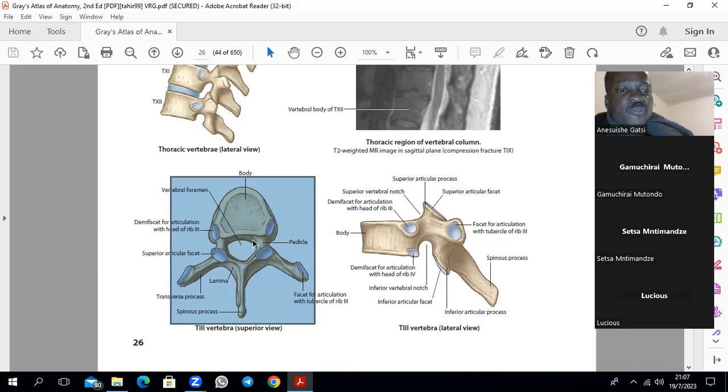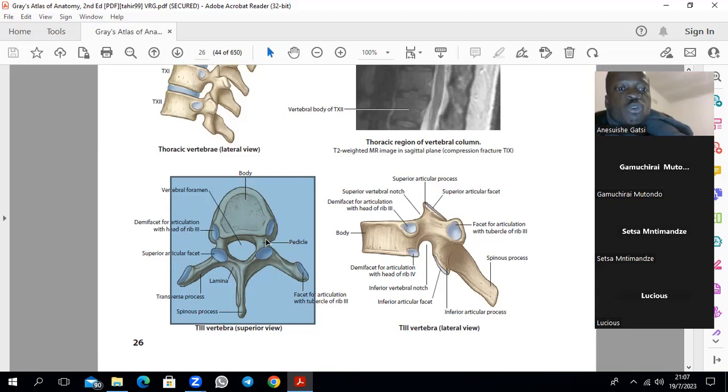This is the vertebral foramen. Notice the difference there. For the cervical region, I showed you a vertebral foramen that was large and triangular. This one looks small and it's oval in shape. Right? And I'm still going to apply the mnemonic PULP. Pedicle is anterior. Lamina is posterior. So these are the pedicles. These are the lamina.